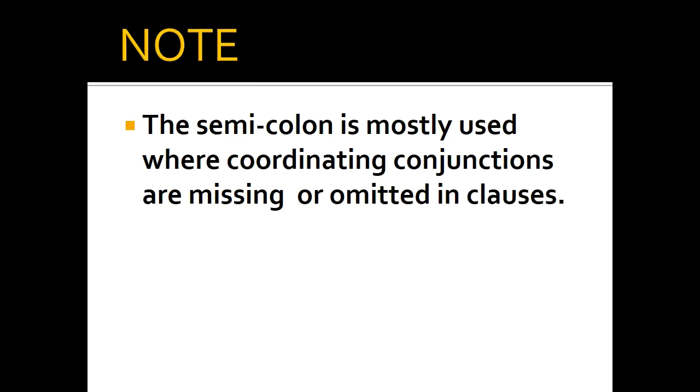Note: the semicolon is mostly used where coordinating conjunctions are missing or omitted in clauses. I want you to take note of this, so that you will not always overuse the other punctuation marks. There are times that you can omit your coordinating conjunction and then use the semicolon, and there are times you can use the comma. There are times you can use the colon. There are times that you can join the clauses by the use of a coordinating conjunction. So it is very necessary.